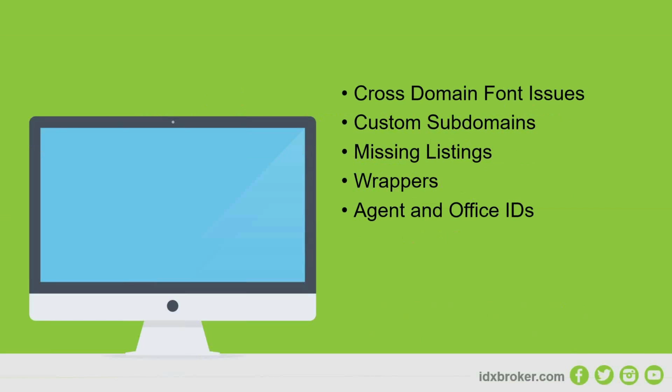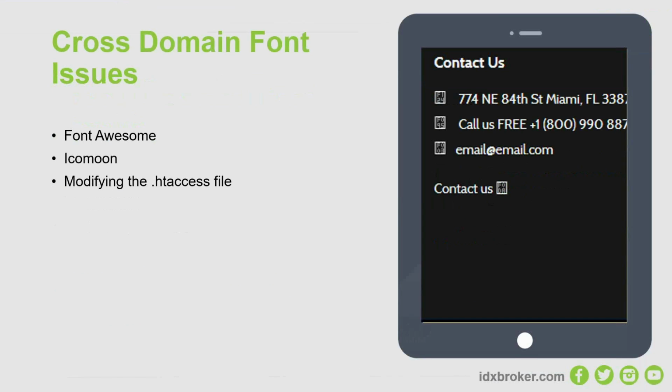So the first thing we're going to cover is cross-domain font issues, followed by custom subdomain setups, then missing listings, troubleshooting issues with your global wrapper, and then we'll go over agent and office ID mismatches. So the first thing we're going to cover today is cross-domain font issues.